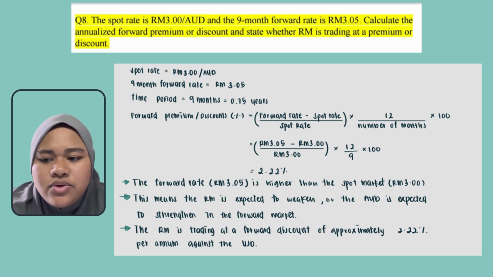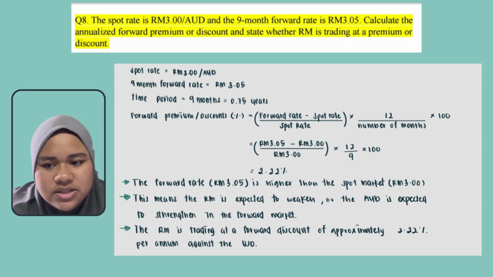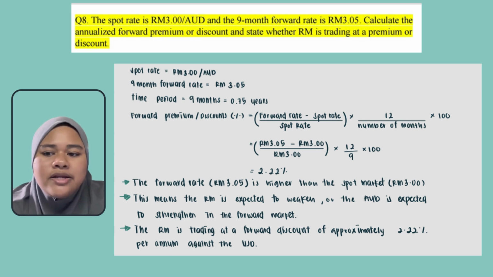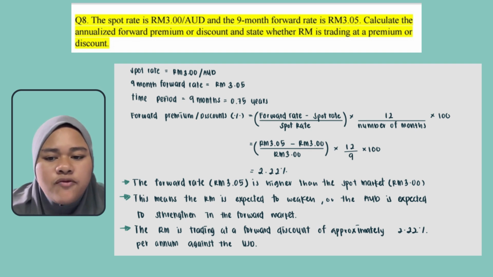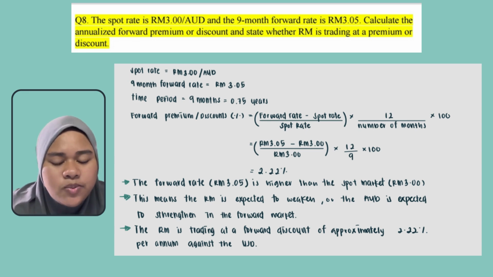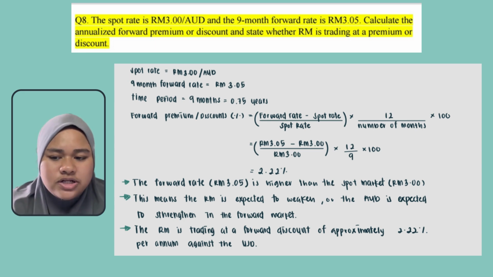Here we can get 0.0167, and we need to multiply by 12 over 9, which is 1.333, and multiply by 100, and here we can get 2.22%. Since the forward rate, which is 3 ringgit 5 cents, is higher than the spot rate, which is 3 ringgit, it indicates that the Malaysian ringgit is trading at a forward discount against the Australian dollar. This means it will take more ringgit to buy 1 Australian dollar in the future, reflecting a depreciation expectation of the RM.